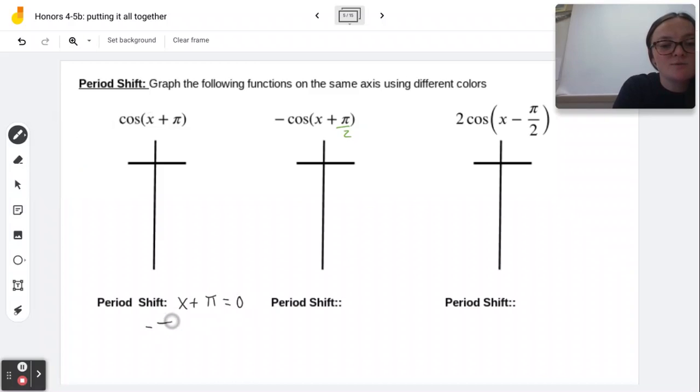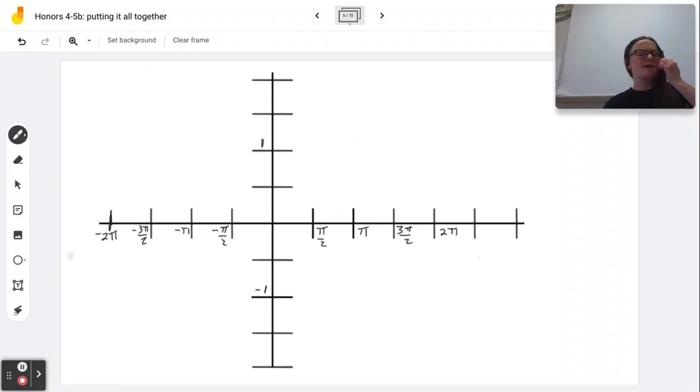And so if we solve this, we get negative pi is equal to x, which means I need to move left pi to graph this cosine function. So let's do that. Okay, in order to do that properly, I want you guys to graph cosine of x like you were doing on a cosine or sine quiz. So do that real quick.